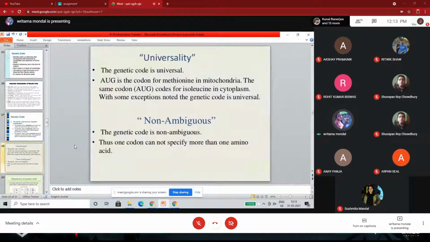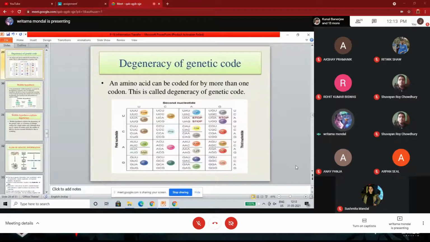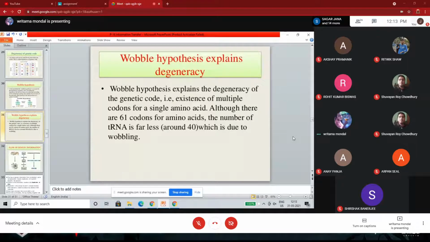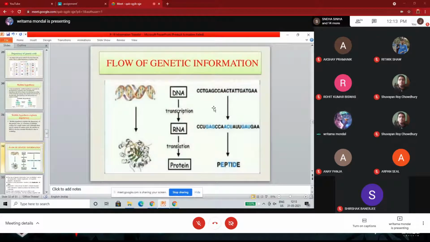If you have any difficulty, you can ask. If anyone has any difficulty with the degeneracy of the genetic code, the Wobble hypothesis explains why the codes are degenerate. So today we'll start from here.